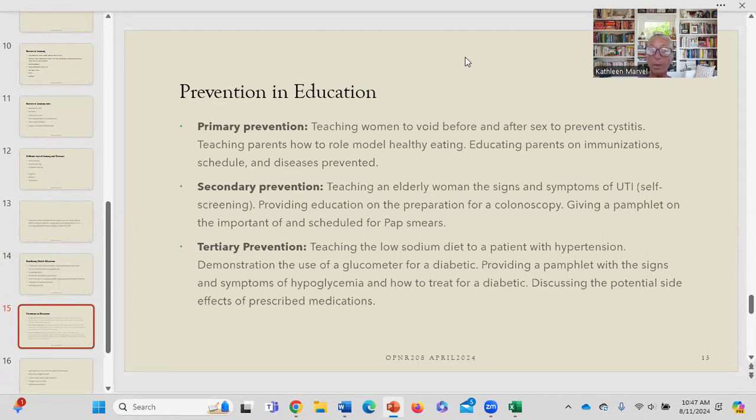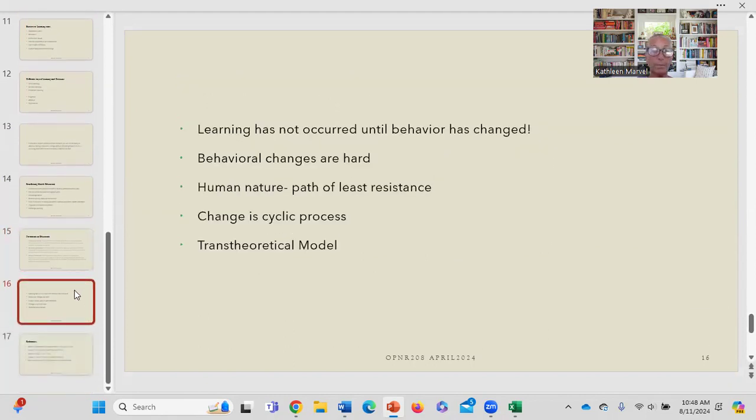Tertiary, you need to have something, diagnosis, illness, injury. So maybe we're teaching a low sodium diet to clients with hypertension, demonstrating the use of a glucometer with a diabetic, even discussing potential side effects for medication that have just been prescribed. Those are all examples of tertiary.